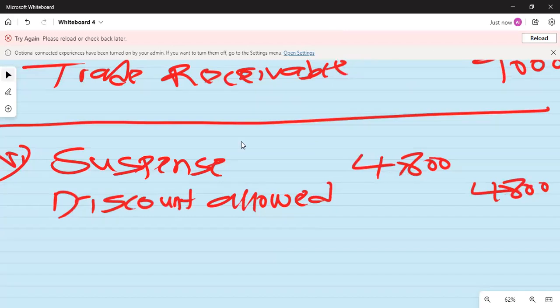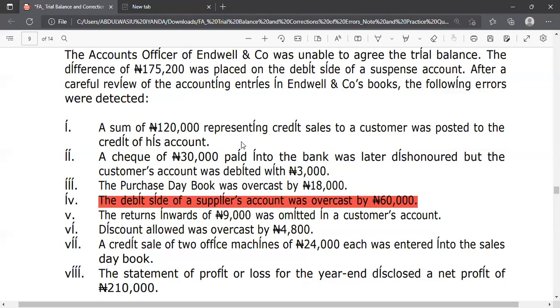Okay, a credit sales of 2 office machines. Hold on, let me do this one last, and that is all. You can ask any question and I will explain it again, then your question can come in. Let's do this number 6 now.